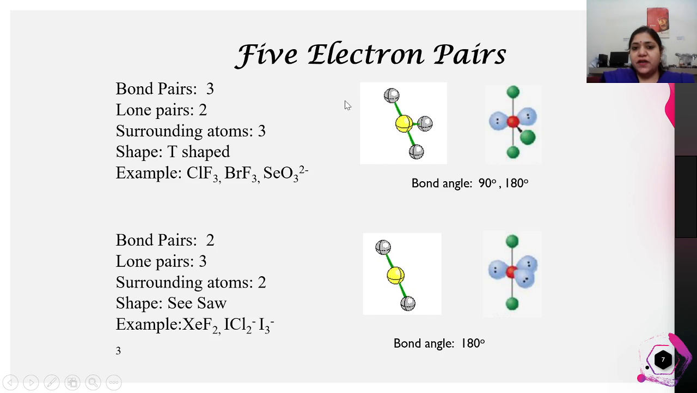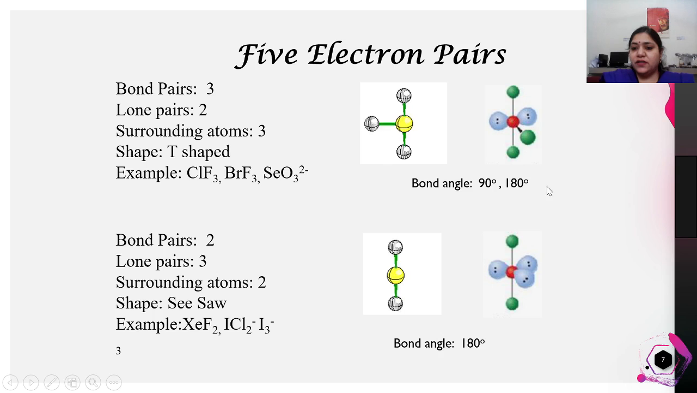Other cases of 5 electron pairs: if there are a total of 3 bond pairs and 2 lone pairs, in that case only these 3 remain, because mostly if the lone pairs are removed, what happens? They will be removed from above the plane and below the plane. Mostly it happens from the same plane because it will give a more stable structure. Here you can see that 2 lone pairs are present and the bond angles are 90 and 180.